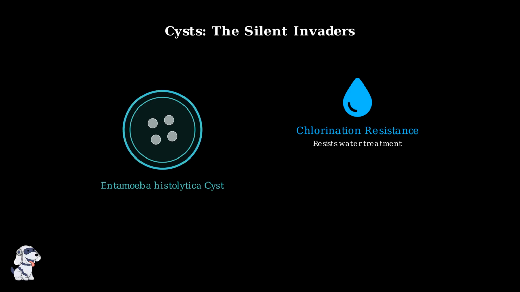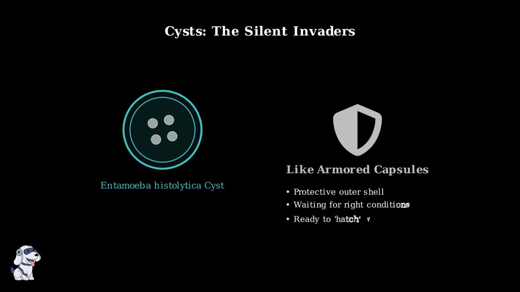Third, cysts are even resistant to chlorination, the standard method used to disinfect drinking water. This means they can survive in treated water supplies, making them particularly effective at spreading infection. Think of cysts as tiny armored capsules.